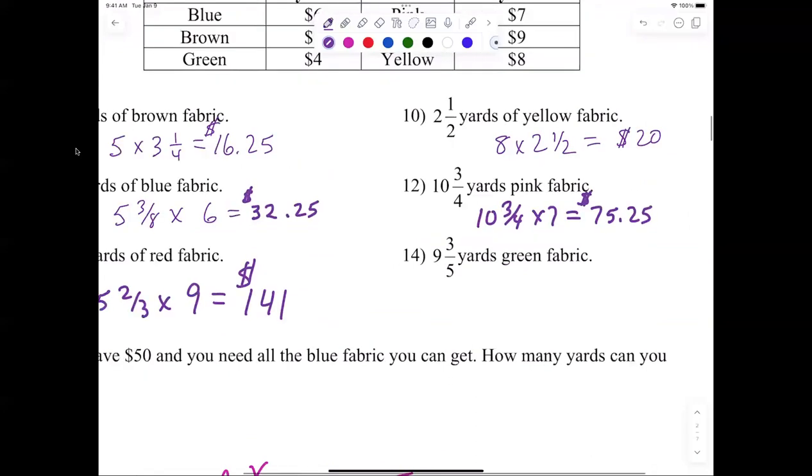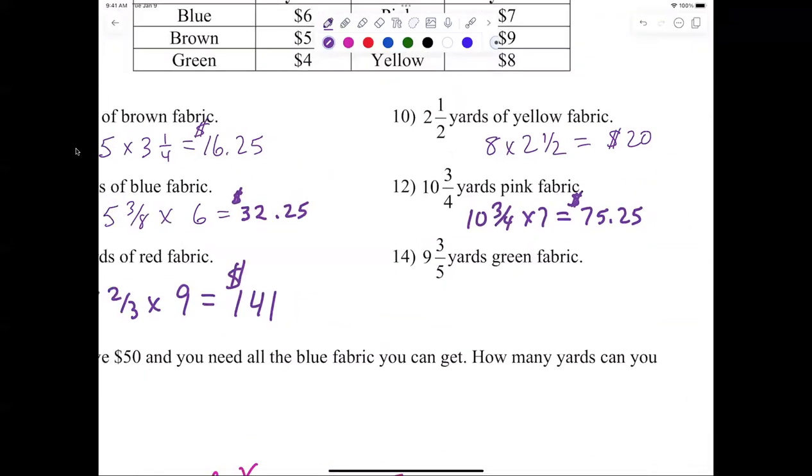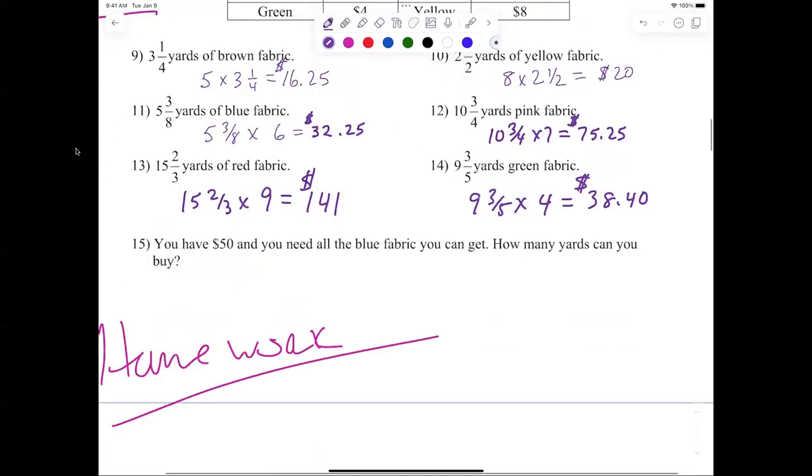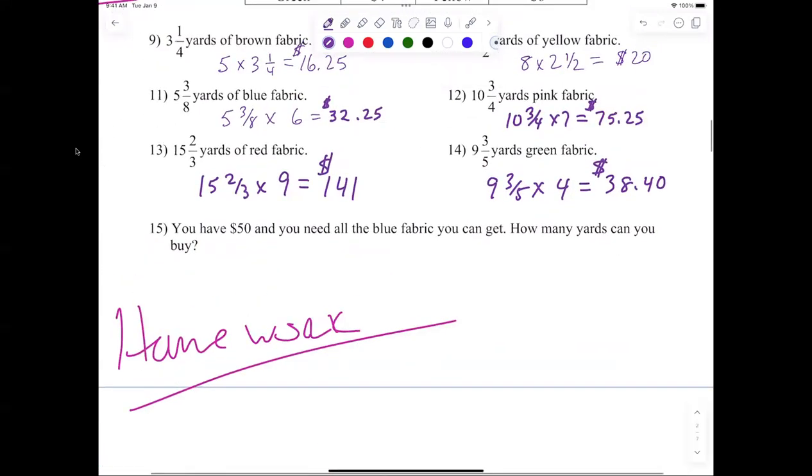All right, here we go. We're trying to find the green fabric. Lydia, how much is it going to cost me for green? $38.40. How did you get that? You do 9 3/5 times 4. And what did you say that was? $38.40. Anybody else get $38.40? All right. Yes, I'm happy with that. Very good. Now, let's say you have $50 and you need to buy all the blue fabric you can get. How many yards can you buy?